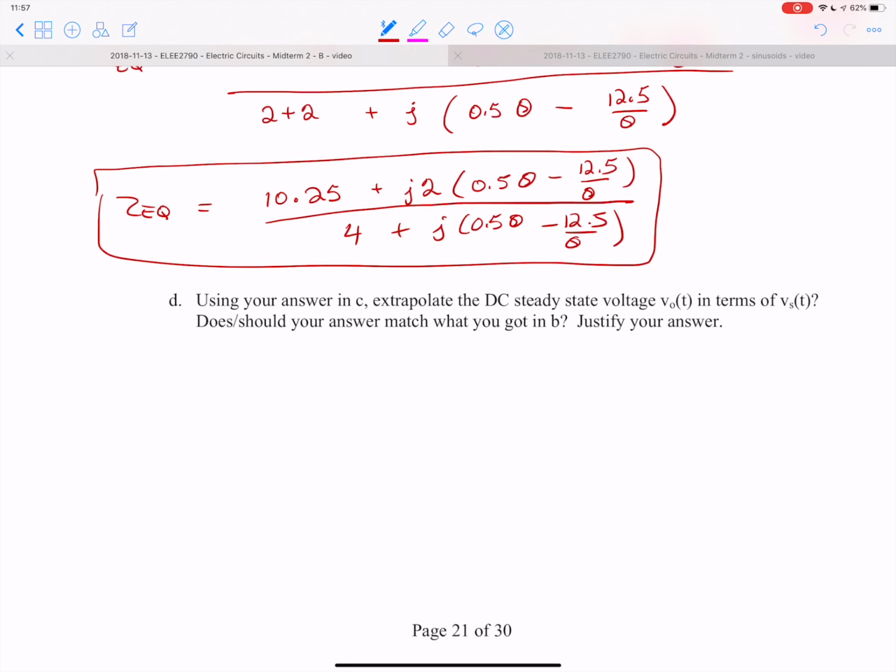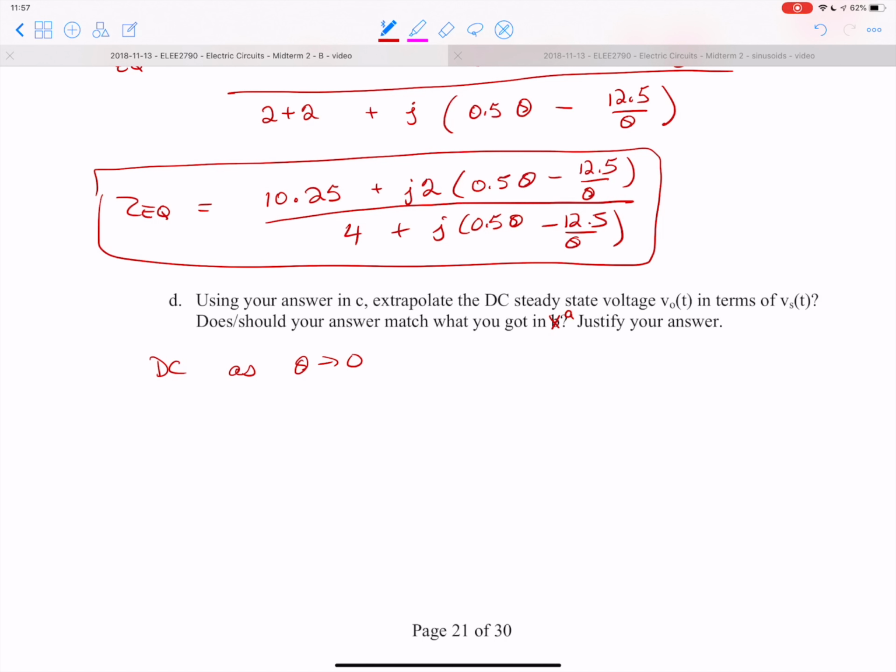Part D of the question asks you to extrapolate your DC steady state voltage in terms of your input voltage and to check if your answer matches what you got earlier. And this should actually say in part A, not in part B. So if you take a look at this, then you have to realize that DC occurs as theta goes to 0.